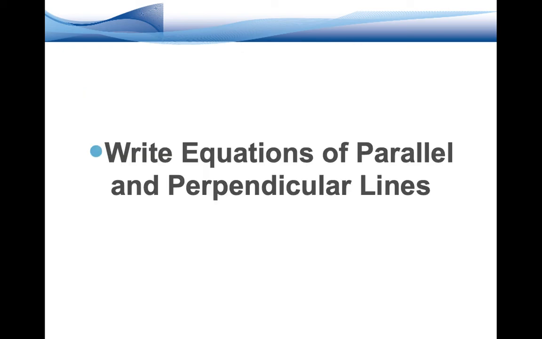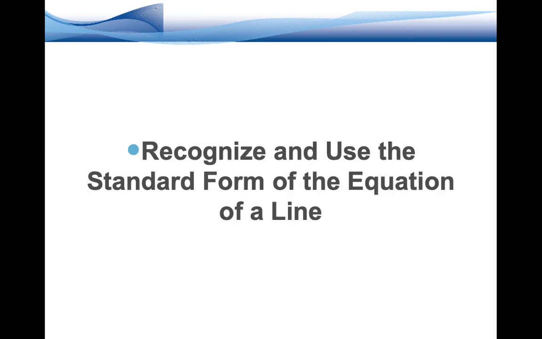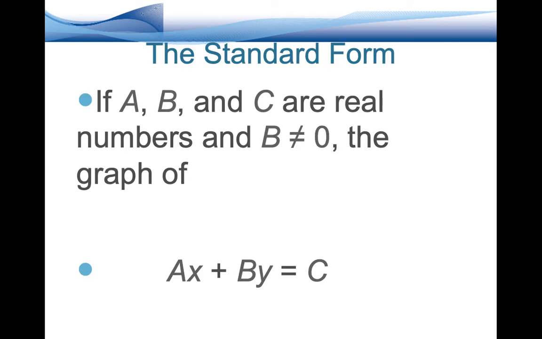Now we're going to do one last thing, which is write the equations of parallel and perpendicular. Oh, we're not going to do that. Sorry. We're going to recognize and use the standard form of the equation of a line. So standard form is something x plus something y equals a number. And b cannot be 0. That's the important thing here.